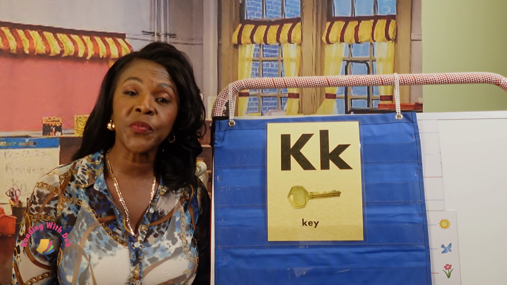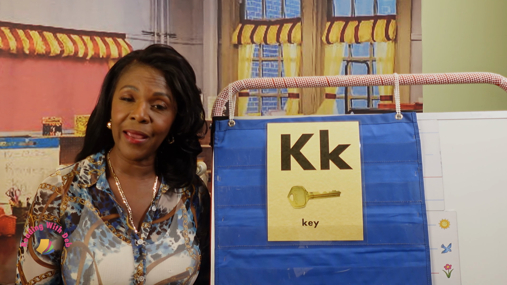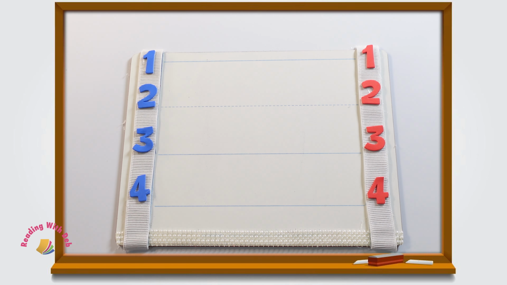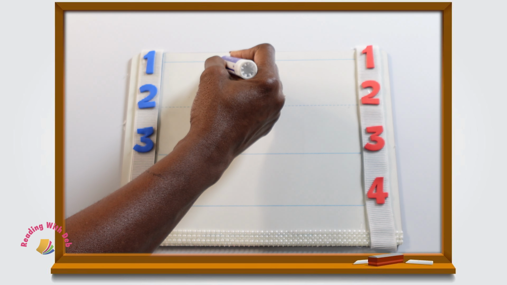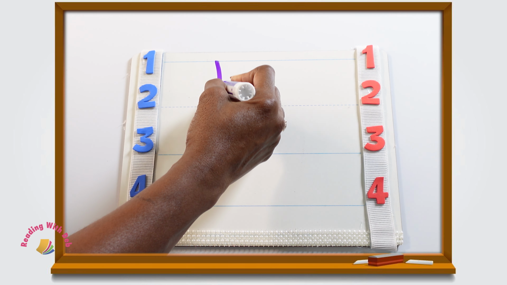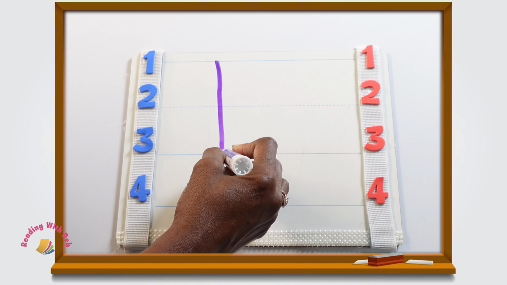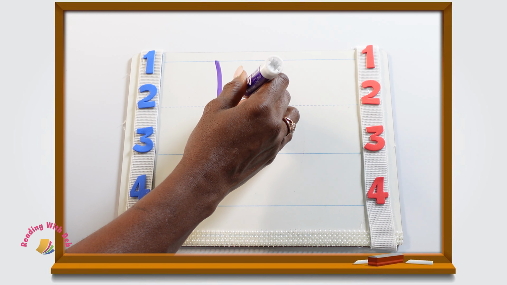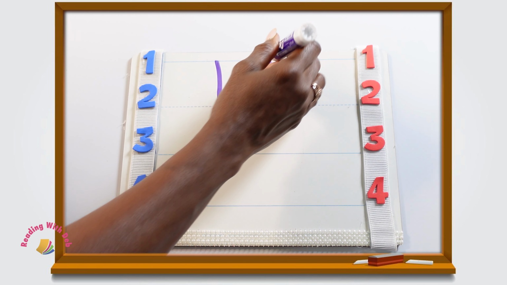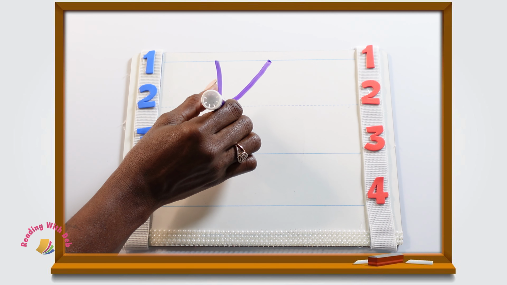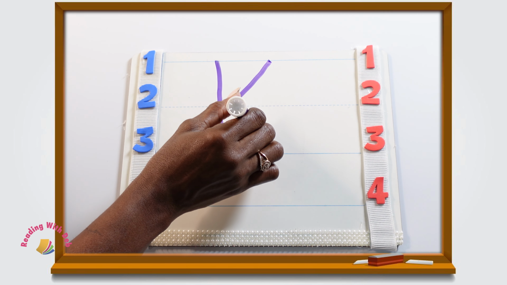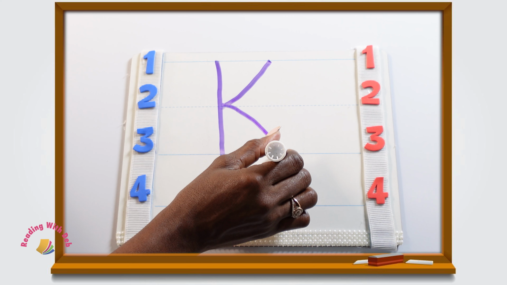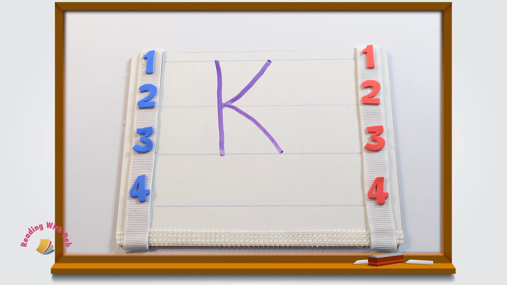Now, let us practice writing the letter K. Let's write the uppercase K. Go to line 1, come down to line 3, go to line 2, slant forward to line 1, go to line 2, slant forward to line 3.